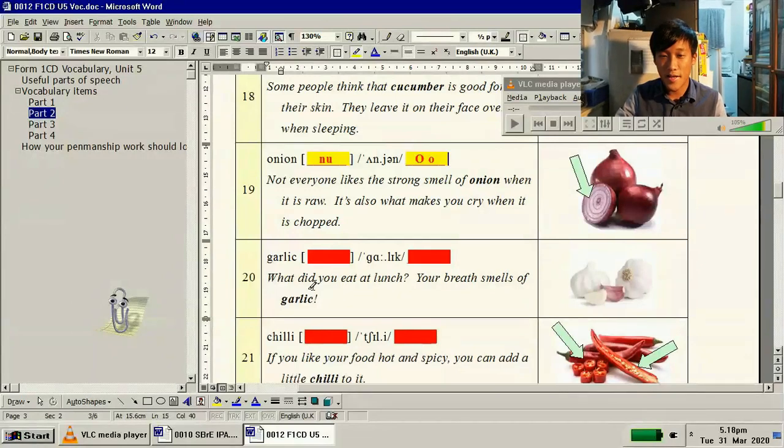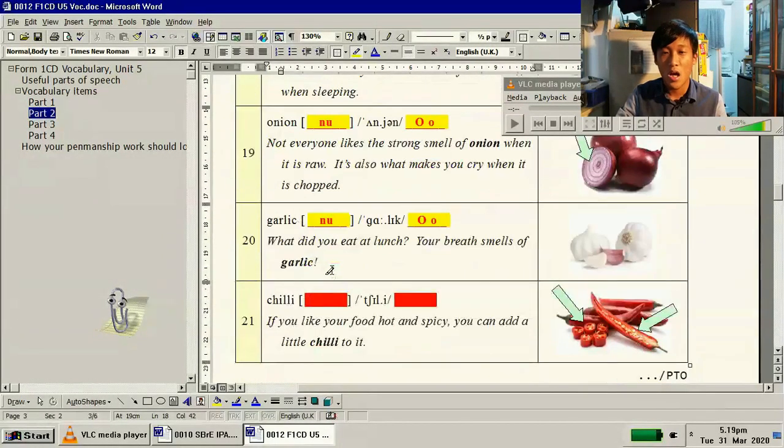Smells of this. After a preposition, we put a noun, of course, and then no s, it is an uncountable noun. The stress pattern and the pitch pattern is again the same. The stressed syllable is on the first syllable. The second syllable is unstressed. It has a lower pitch. Da. Okay. What did you eat at lunch? Your breath smells of garlic.